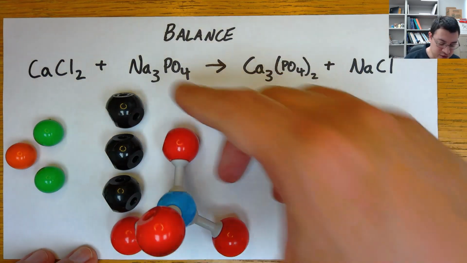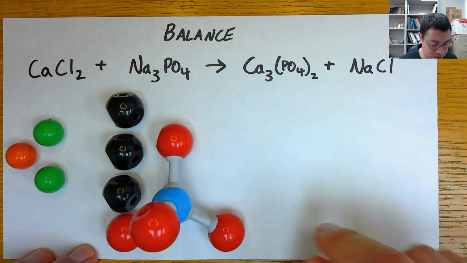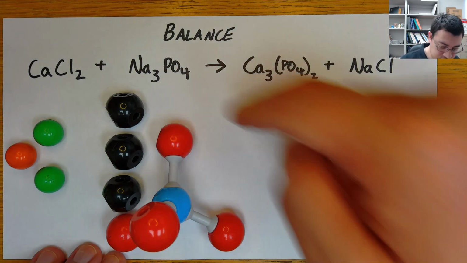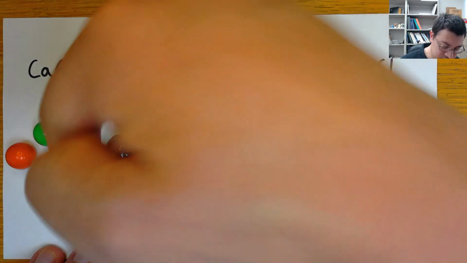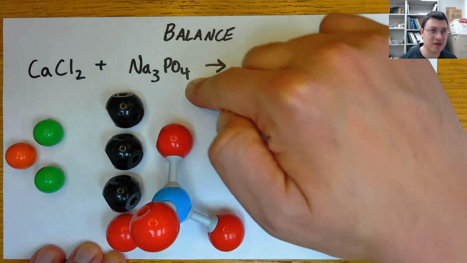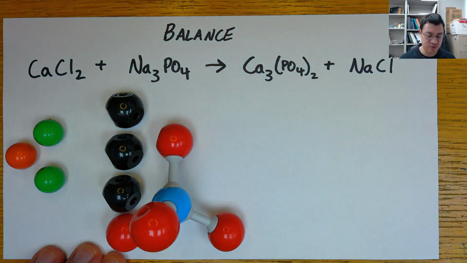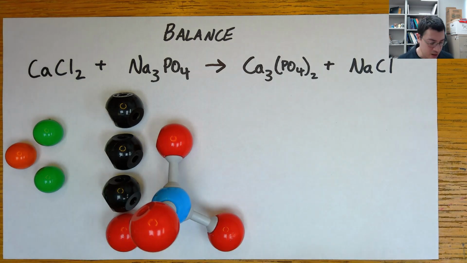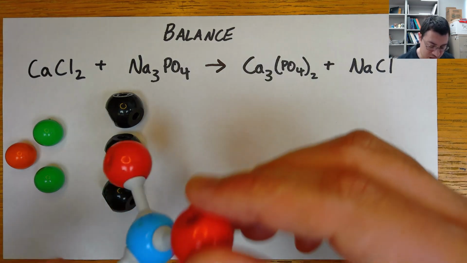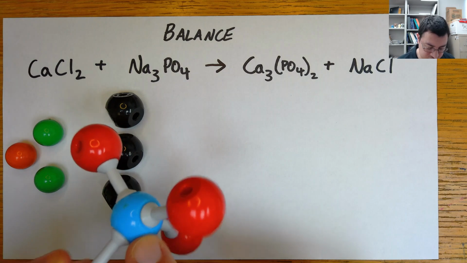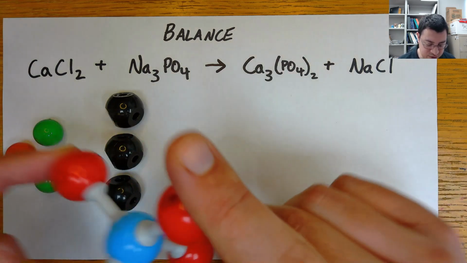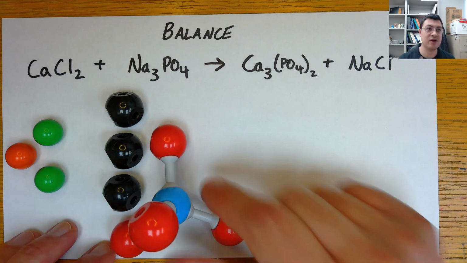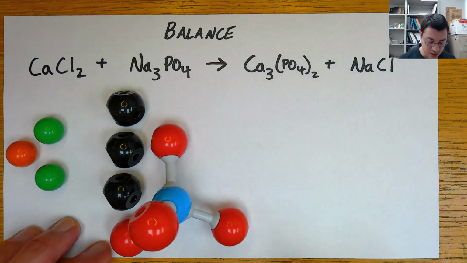Okay. So here's a reaction. We have calcium chloride. I'll be using orange for calcium. We have 2 chlorines. Sodium phosphate, we have 3 sodiums, and we have 1 phosphate. We don't have 4, we have one phosphate. Okay. 1 phosphate has 1 phosphorus and 4 oxygens. That single thing, 1 P and O4, is that whole thing we call a phosphate. We have 1 phosphate.